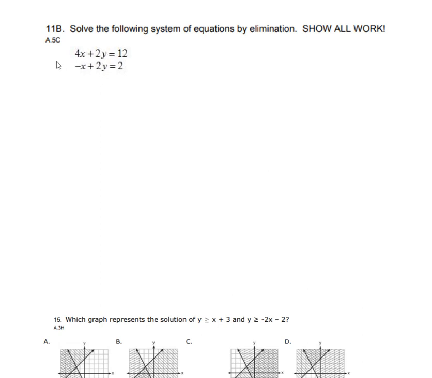So I can get rid of them easily by subtracting, right? Since they're exactly the same thing. If they're the same, you subtract. If they're opposites, you add, right? So I'm going to subtract 2y minus 2y. These are going to then cancel out.